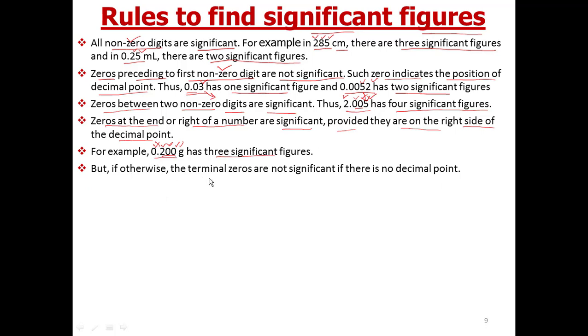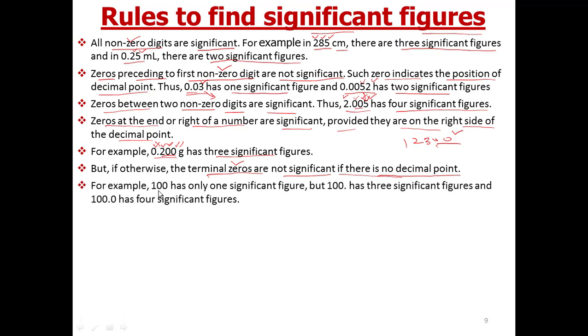But the terminal zeros are not significant if there is no decimal point. If there is no decimal point, then the terminal zeros are not significant, like 1, 2, 3, 0, 0. As there is no decimal point, these terminal zeros are non-significant.